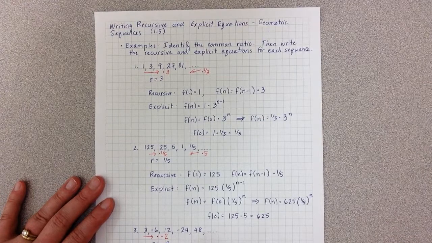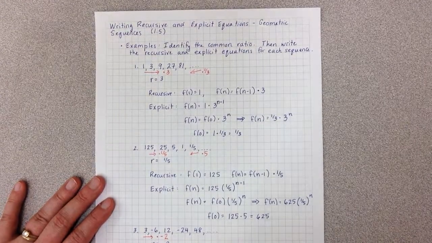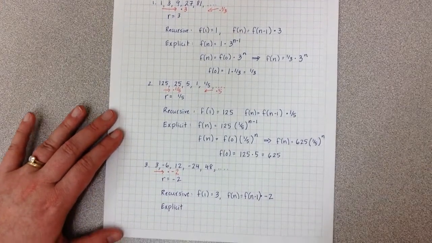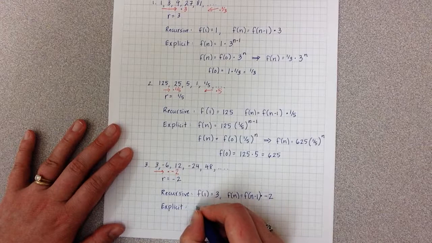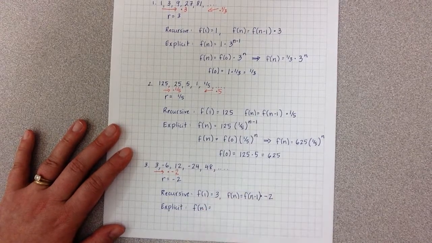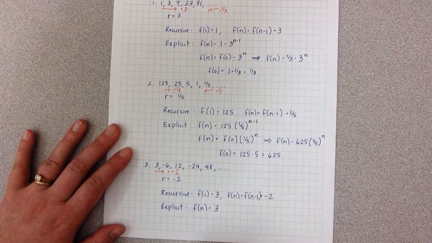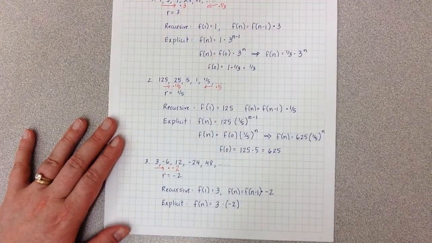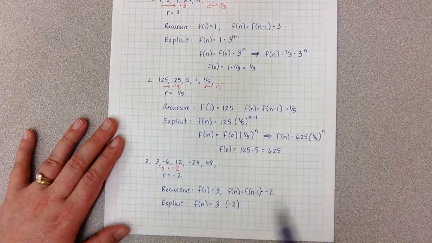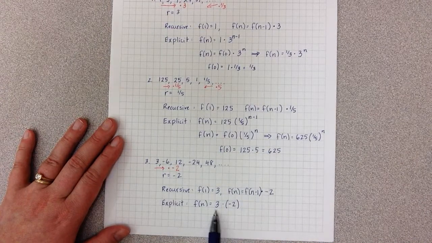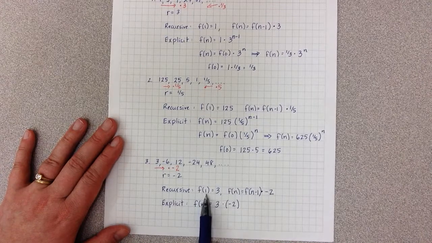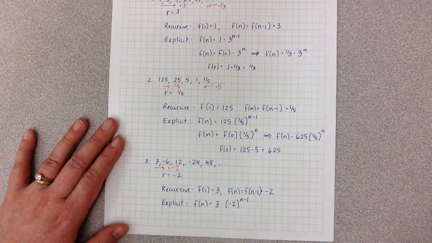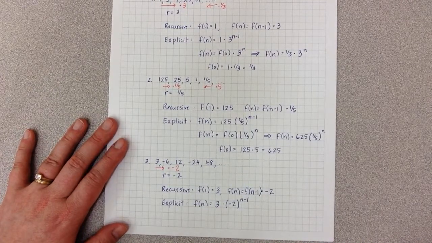My explicit, I can do two different ways. So the first way is to say, well, I'm starting at 3, and then I'm multiplying by -2 over and over and over again. Again, though, I'm going to need to fix my exponent because my first starting term is f of 1, not f of 0. So I'll fix my exponent by saying to the power of n minus 1.